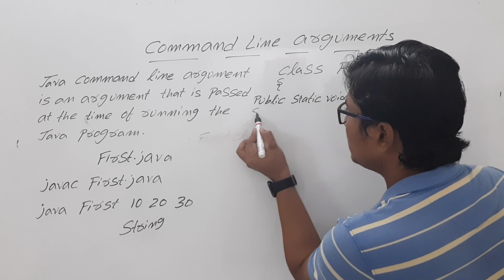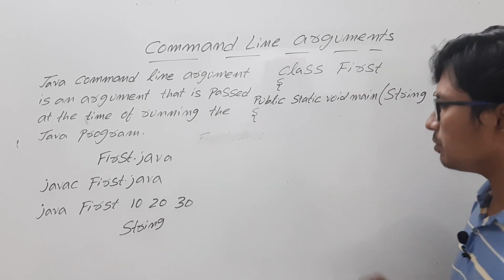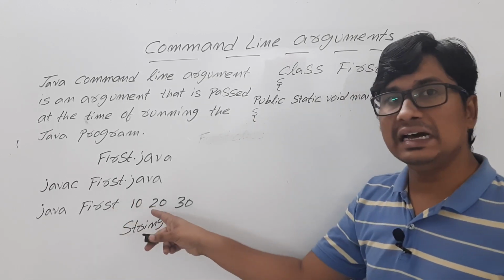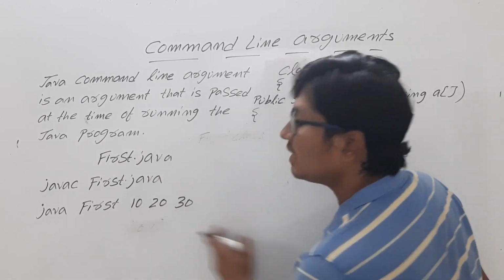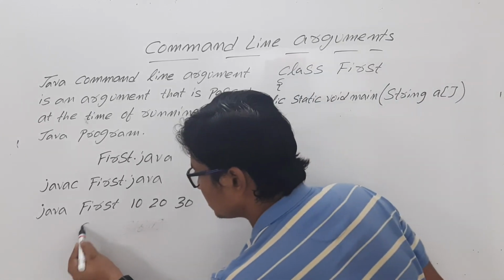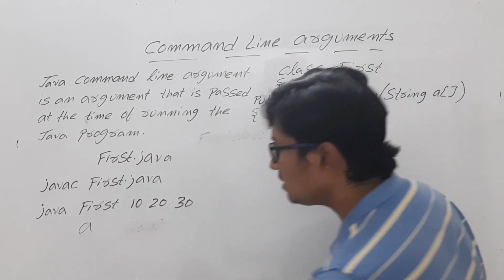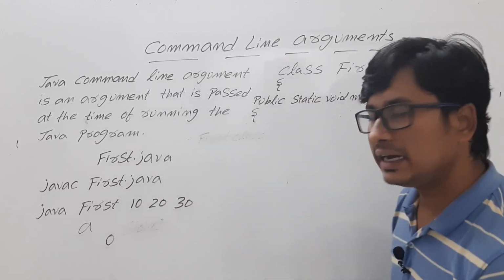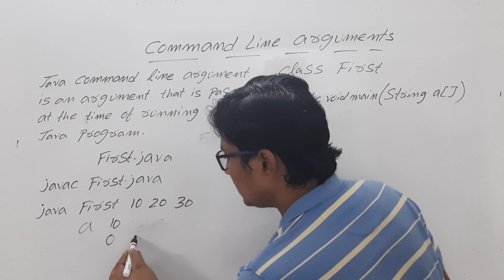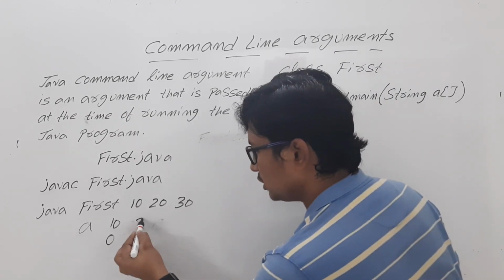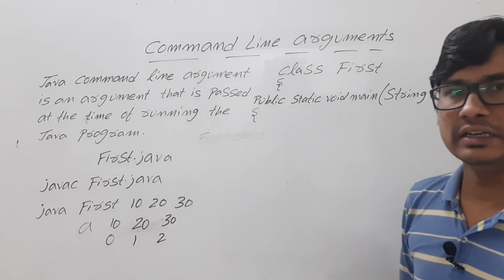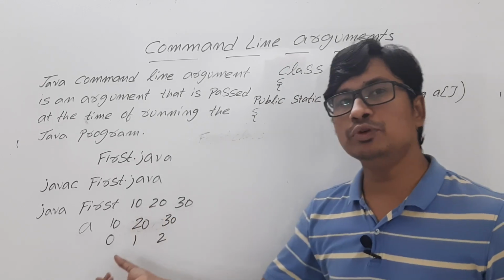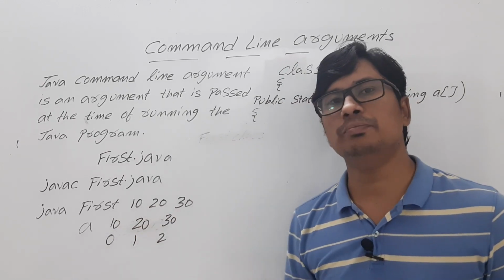Then in whatever program you write, when you give the input during the runtime, in the array a, which is of type String, at index 0, 10 is stored. At index 1, 20 is stored. At index 2, 30 is stored. That is where the input, or whatever arguments you pass, will be stored.